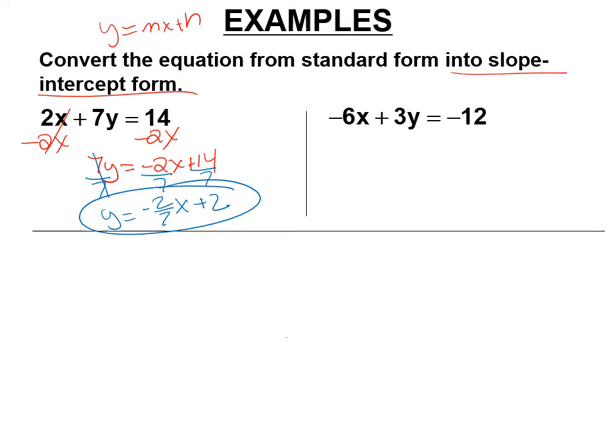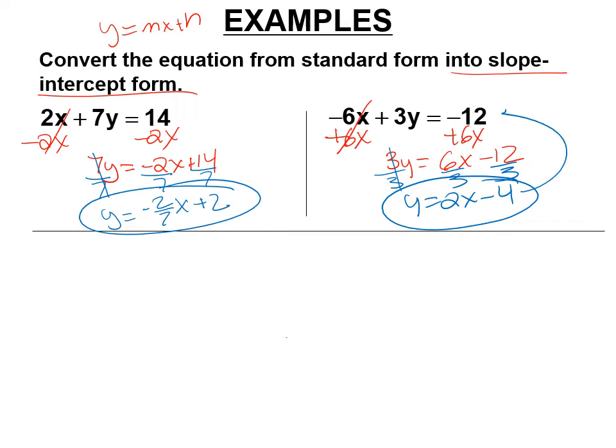Same thing here. So it's negative. Now, some people do not believe that standard form should have that there. We will talk more about that. But because it's minus 6x, we're going to add 6x to both sides. 3y, and we're going to put the x first, 6x minus 12. We're going to divide both entire sides by 3. Let's use blue, because I've been doing that. That's the rule. So it's y equals 2x minus 4. These are the same line.